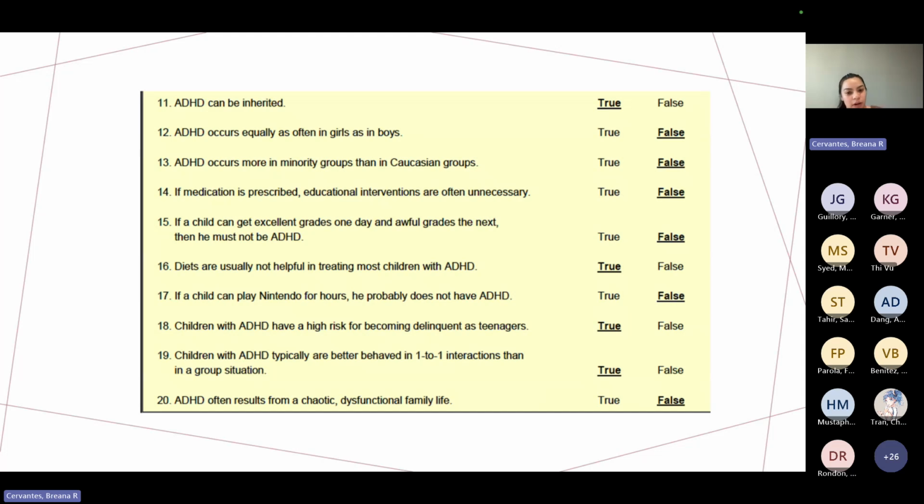If a child can play Nintendo for hours, he probably does not have ADHD. Yeah, that's also false. That's a common misconception I've heard among parents: well, I told him to do chores, or I don't understand why he won't sit down and do homework. He can sit down and watch his iPad for 3 hours until I take it away. And I think that's very common among kids.